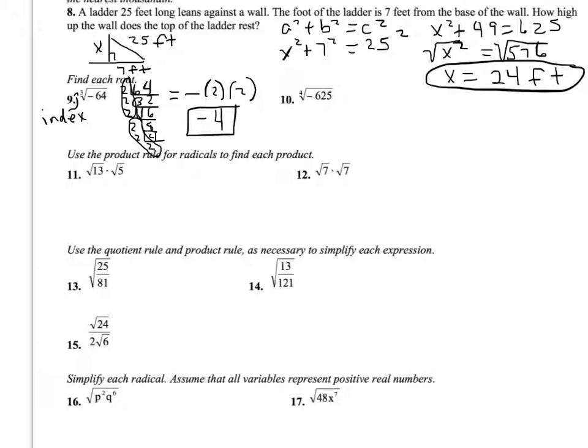Now here's how I check to be sure I'm right. Is negative 4 times negative 4 times negative 4 negative 64? If I can multiply that together 3 times and get my radicand, I have simplified it correctly. So negative 4 is the correct answer.